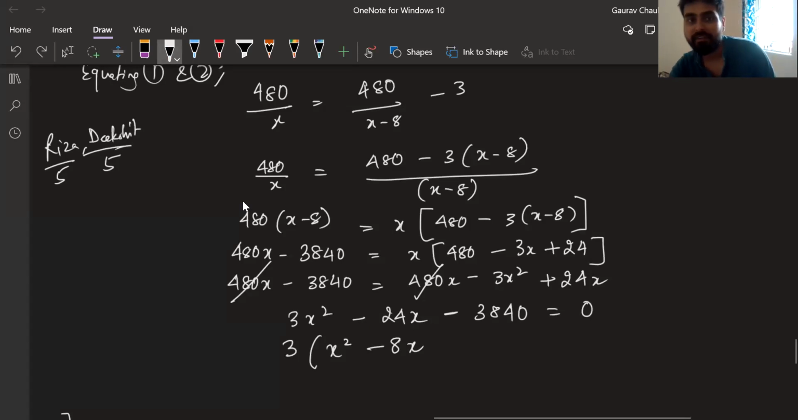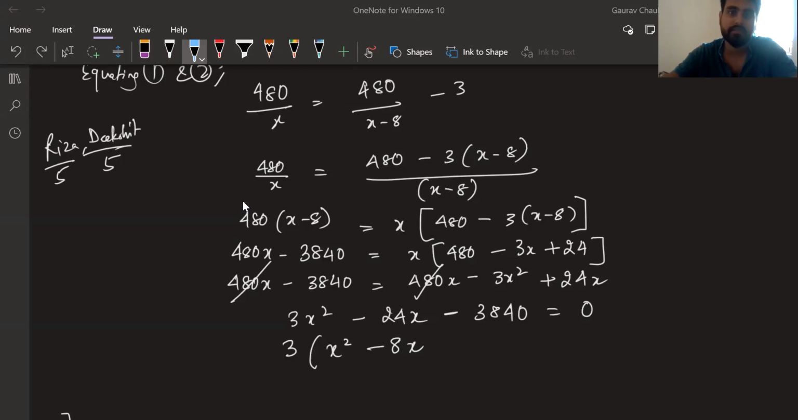Now, can someone mentally divide this by 3 and tell me what will remain in the bracket? Yes, I'm doing this mentally. It's actually very simple. You already know it is going to divide by 3. Minus is there. 3 divided by 3 is 1. 24 divided by 3 is 8. 0 is 0 only, equal to 0.